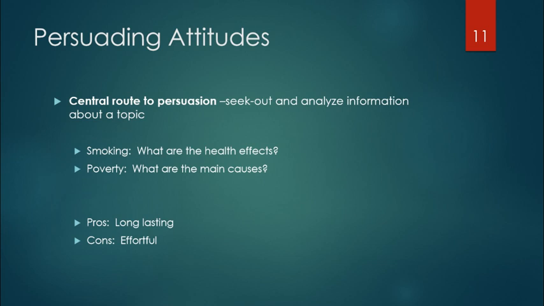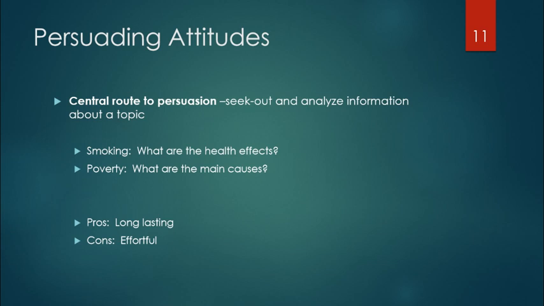Going back to the poverty example, what are the main causes of poverty? If you seek out high quality information and you analyze that information, you spend time, you use logic and reasoning to digest the information, that is an example of the central route to persuasion.